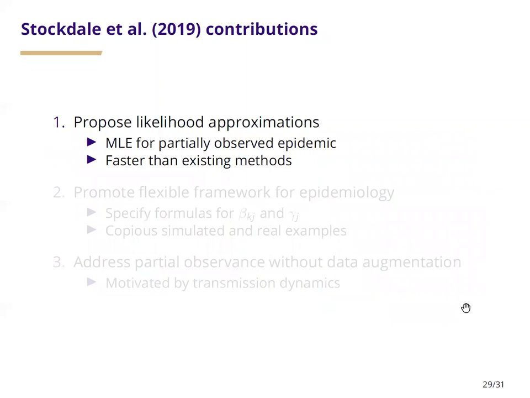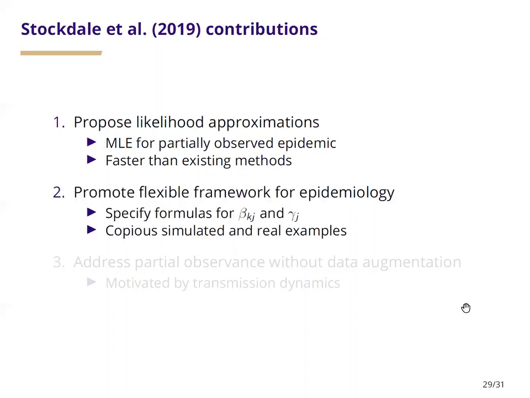In conclusion, Stockdale et al., in their 2019 Biostatistics paper, have proposed likelihood approximations that make maximum likelihood estimation possible for the partially observed epidemic. Their methods are faster than existing methods, namely these data-augmented Bayesian methods. They have promoted a flexible framework for epidemiology. How we do this is by specifying formulas for beta kj and gamma j, which I highlight with the Ebola virus epidemic analysis. And they show that this generally works in copious simulated and real data analysis examples.